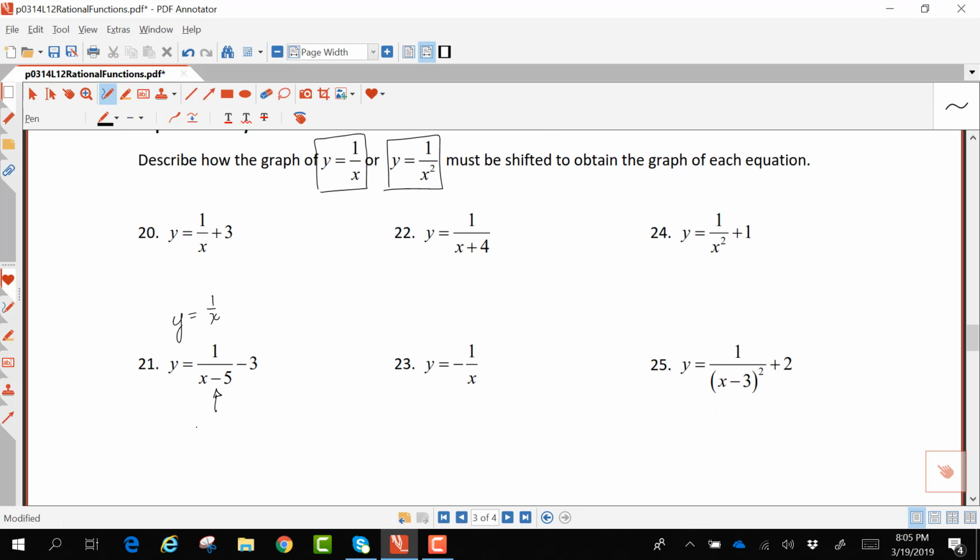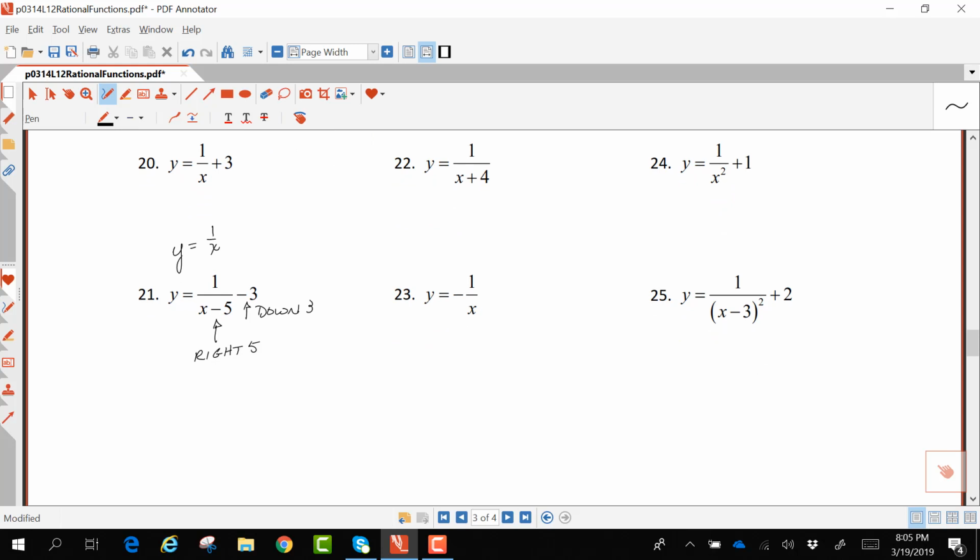The minus 5 means that we move the graph to the right 5 units, and the minus 3 means we move down 3 units. So if I were to sketch this one, visualize the origin moving to the right 5 and down 3, and this would be the center point of your two asymptotes in your graph. With these transformations, it would be sketched as I did just then.